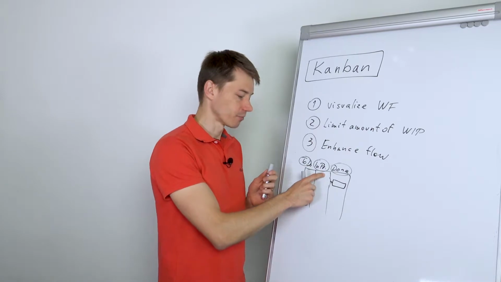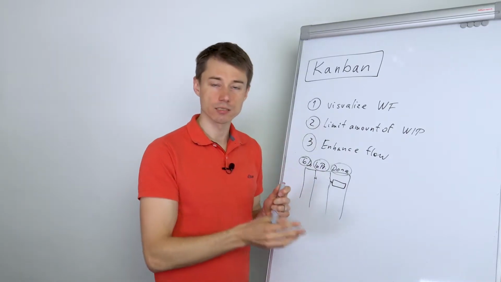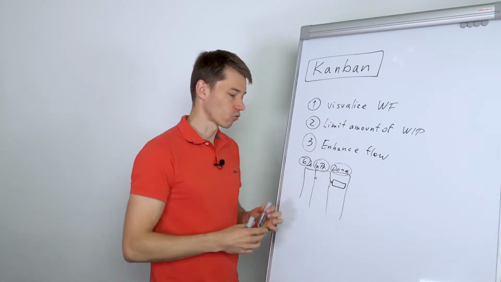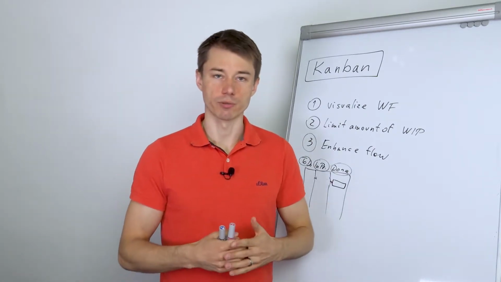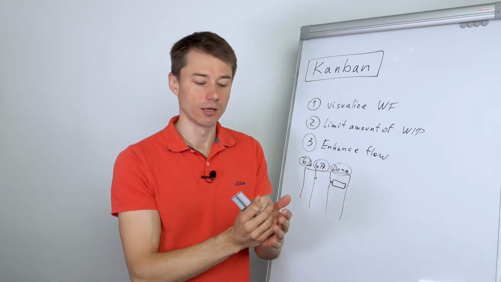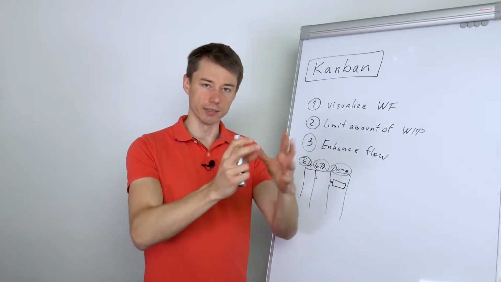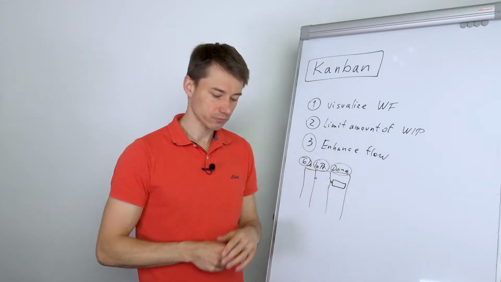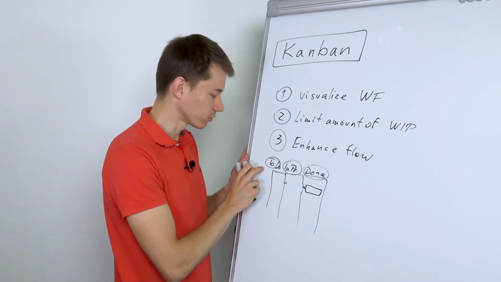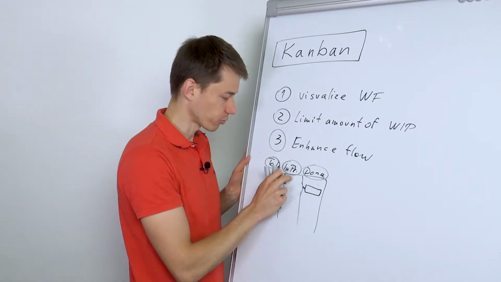Then you can have, for example, a column in tests, or in testing. So that could be another column. Then we have the column, for example, ready for deployment, which is again an indication for the DevOps engineer that hey, he can take this task and deploy. Okay, so you can go further and further in customization, but this is what you would start with. To do, in progress, done.